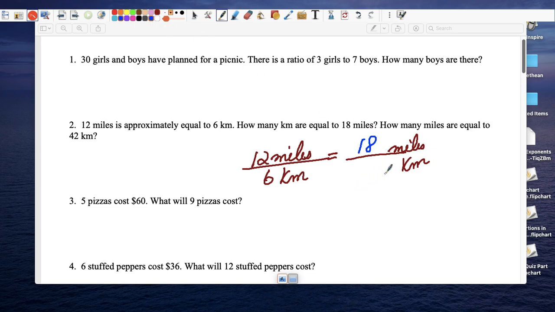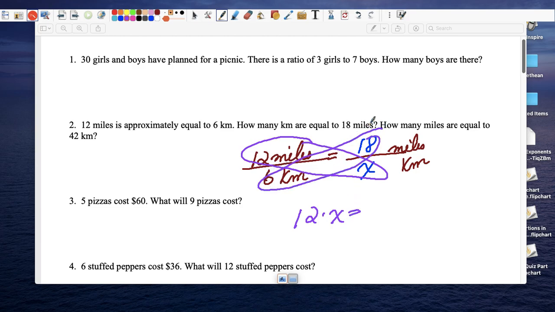Now, there's a lot of things you can do here. You can cross-multiply. You can find the relationship. But because we haven't cross-multiplied, I'm going to do that. I'll put an X over here. If you cross-multiply, we get 12 times X, and then 18 times 6, which is 108.